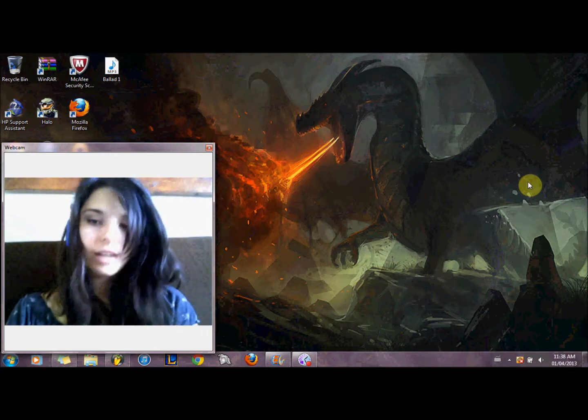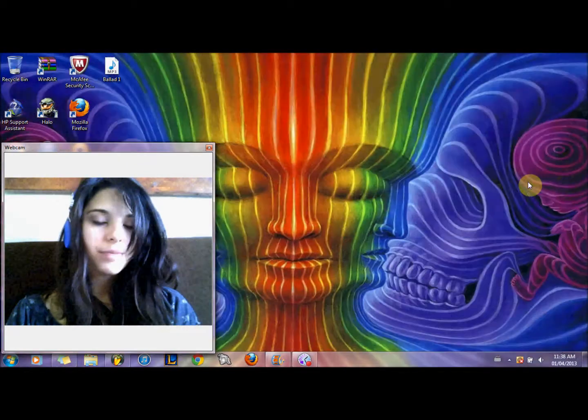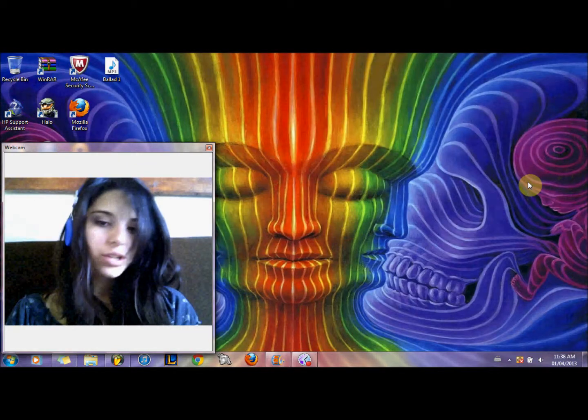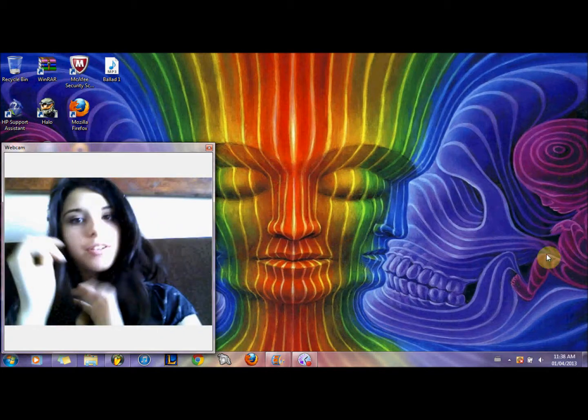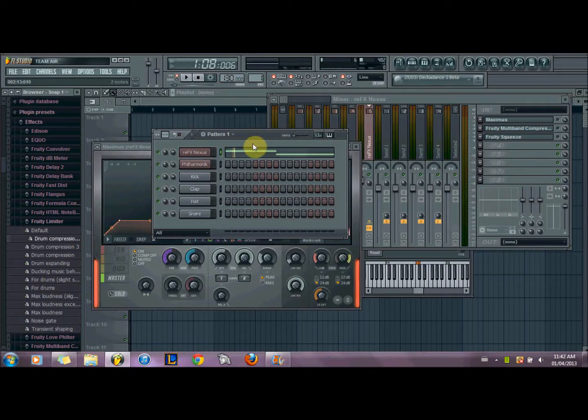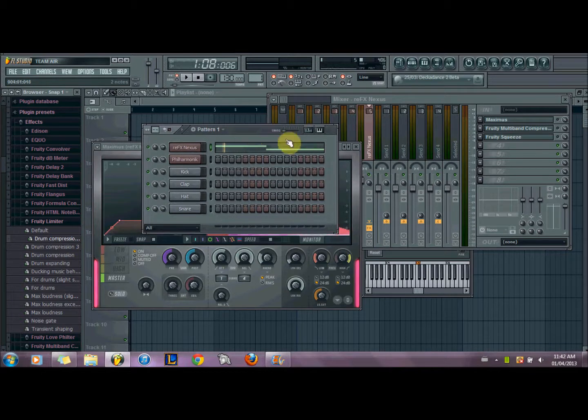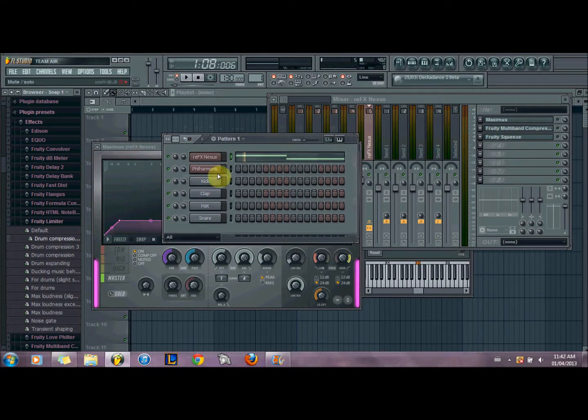I will be demonstrating how to use a gate compressor, and it includes manipulating the threshold, decrease times, and also the ratio, so let's get started. So here I have a drum loop, and I am going to put a compressor in it, and it's called Maximus, and this is what it sounds like without it.